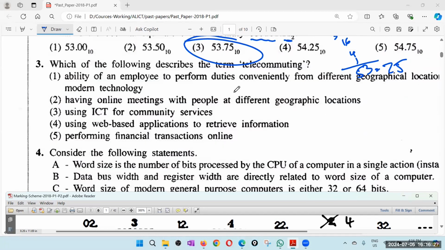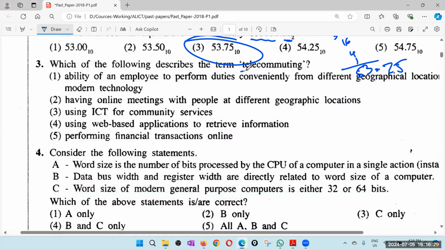Third question. Which of the following describes the term telecommuting? So this is general knowledge. You must know what telecommuting is if you are living in 2024. So what is meant by telecommuting? That is a general knowledge question.